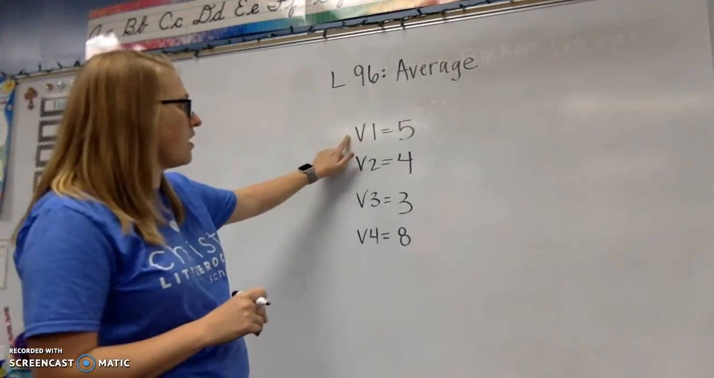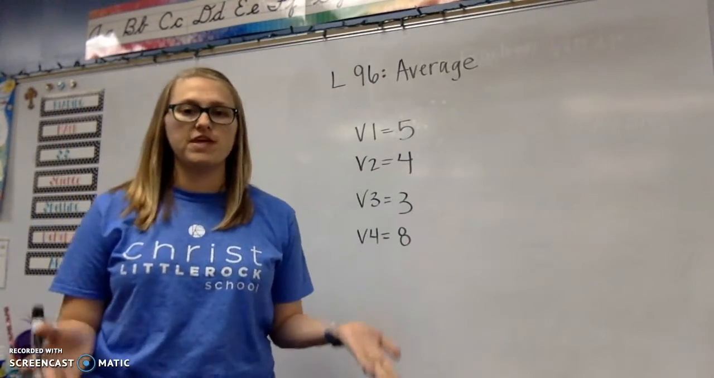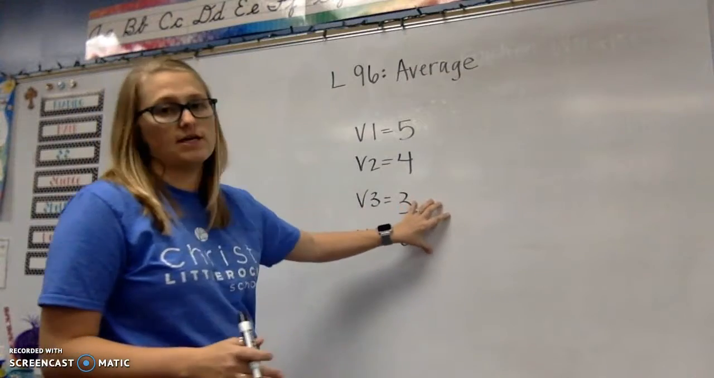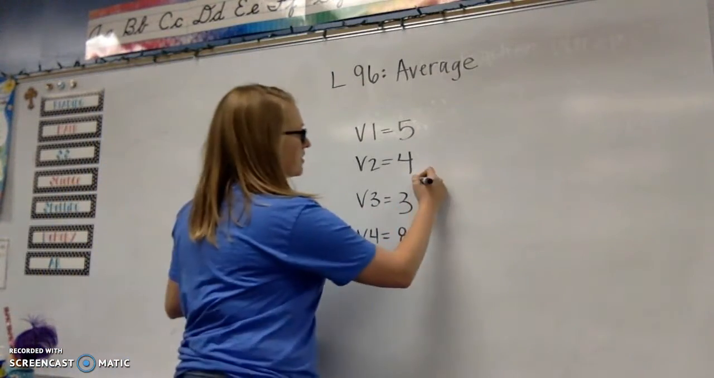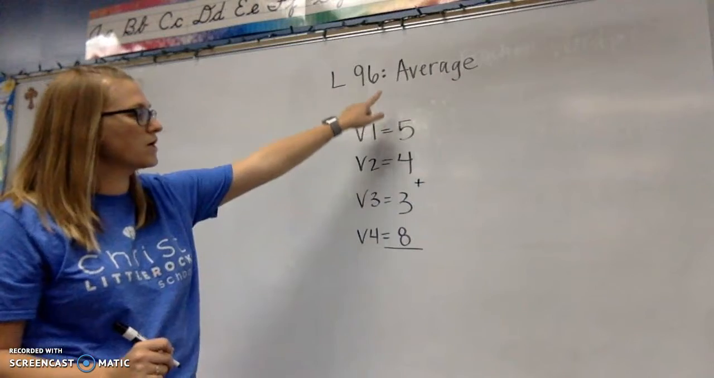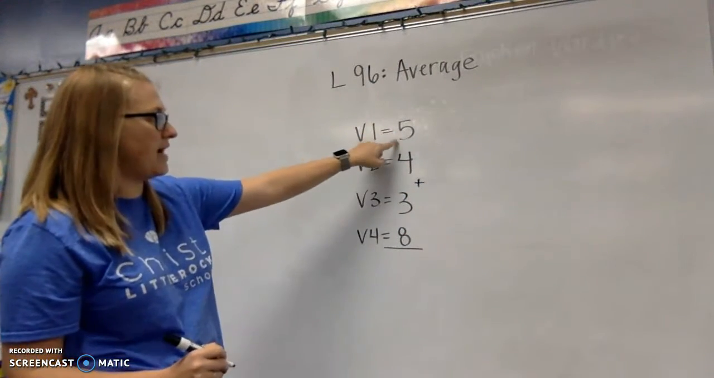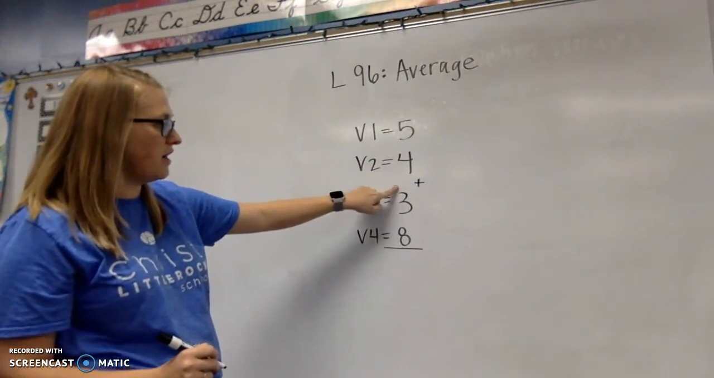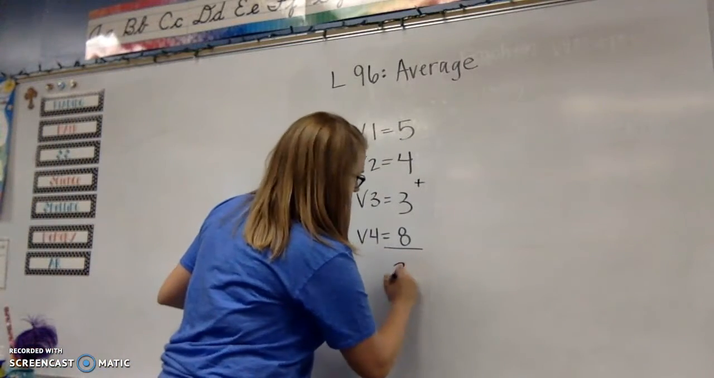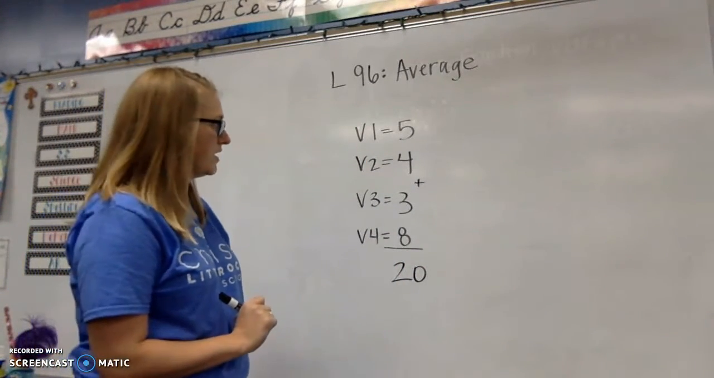So we know there are 4 vans. So what we're going to do is we're going to find the total number of kids that were in the vans at all. So we're going to add all of the kids that were in the van. So we have 9, 12, 20. Okay, so there are 20 kids total.